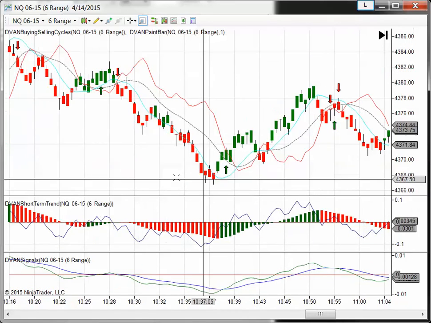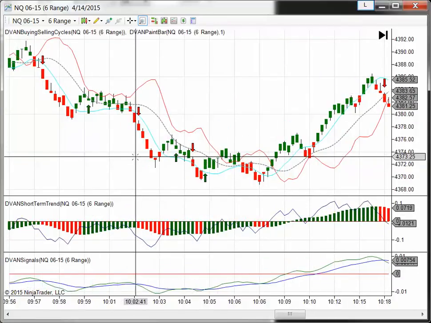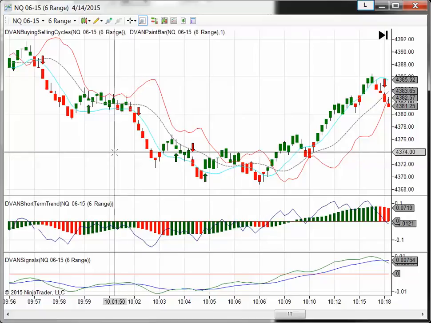So essentially this is a way to look at the signals given by DVAN SmartLines and make an analysis that's going to decrease the chop, increase your probability of the move going in your direction immediately rather than consolidating, whipping, or reversing against you.